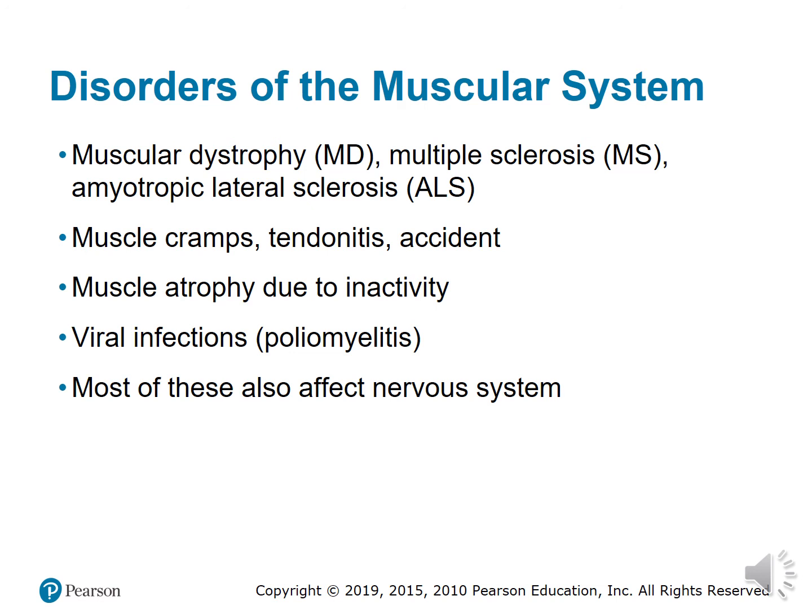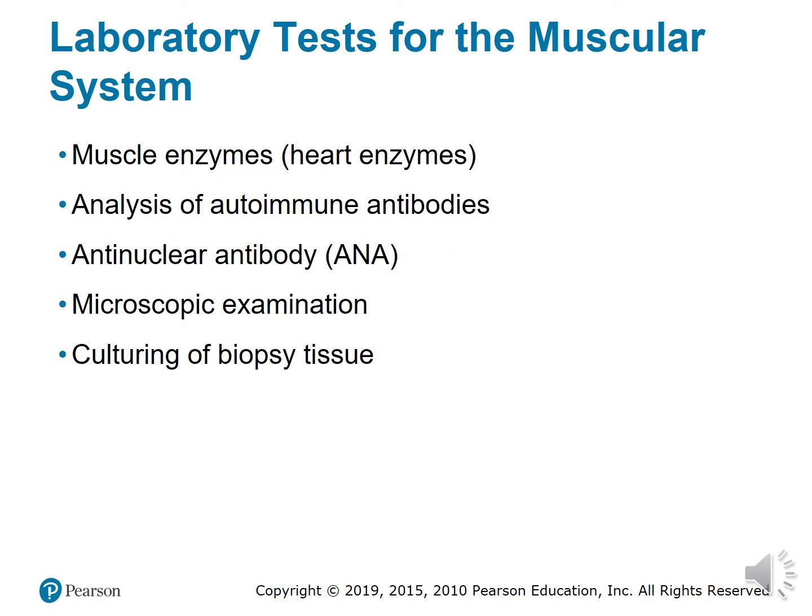You have muscular dystrophy, multiple sclerosis, amyotrophic lateral sclerosis, muscle cramps, tendonitis, muscle atrophy due to inactivity, and viral infections such as poliomyelitis. Most of these also affect the nervous system. Laboratory tests for the muscular system include muscle enzymes such as heart enzymes, analysis of autoimmune antibodies, antinuclear antibodies, microscopic examination, and culturing of biopsy tissues.